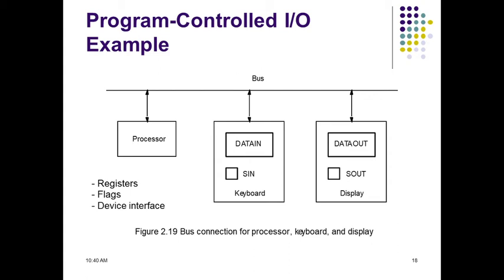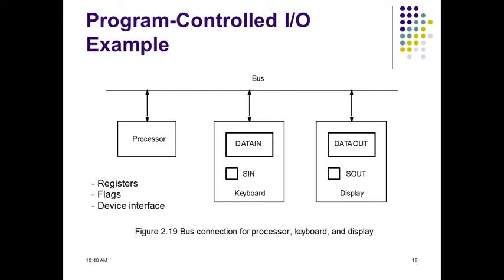So an analogous process takes place when the characters are transferred from the processor to the display. Here a buffer register, data out, and a status control flag, S out, are used for this transfer. So data out and S out will help in transferring the character from the processor to the display.